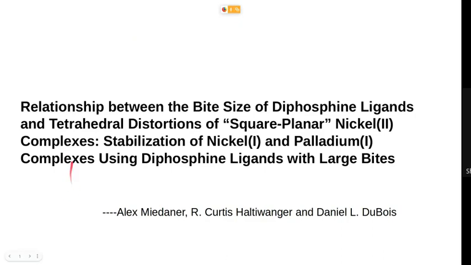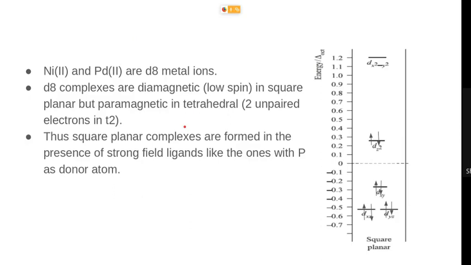So today I am presenting this paper which explores how different bite sizes of diphosphine ligands result in tetrahedral distortions of square planar complexes, and how diphosphine ligands with larger bites can stabilize nickel 1 and palladium 1 complexes. So we know nickel 2 and palladium 2 are d8 metal ions. D8 complexes in square planar geometry are diamagnetic, while in tetrahedral geometry they are paramagnetic.